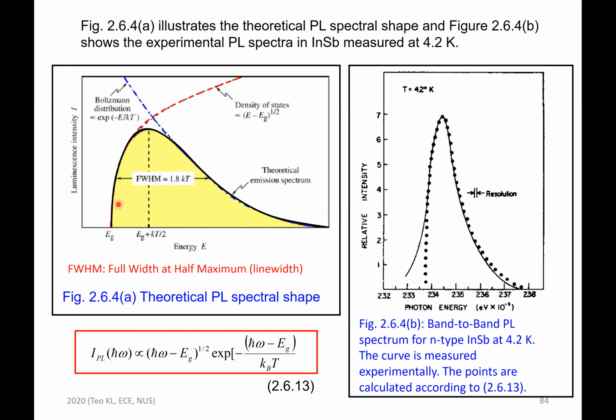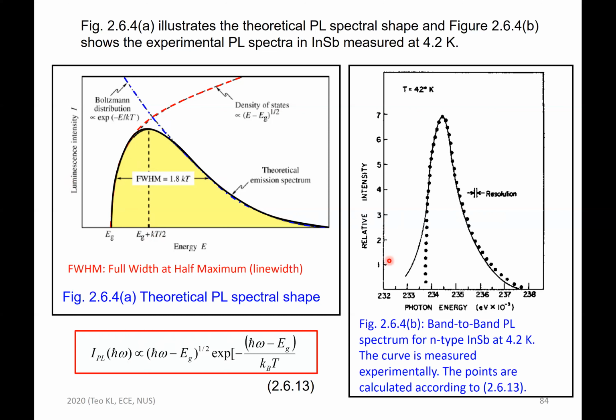So you can see that the recombination of the electron and hole gives out the emission intensity, or the luminescence intensity. This will look like the PL spectra. The peak itself is not exactly at the band gap, but is at plus kT over 2. So it's temperature dependent.